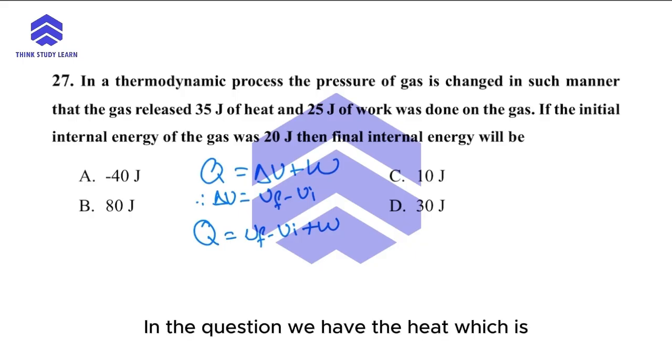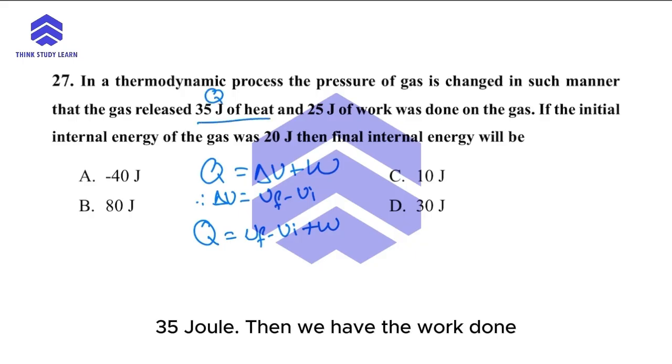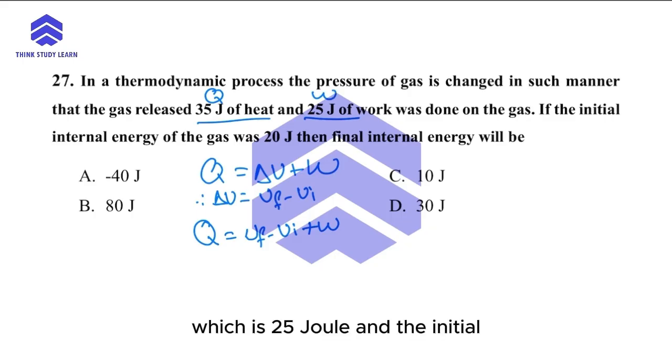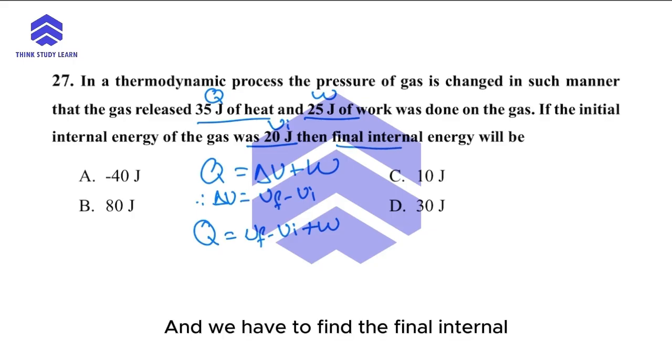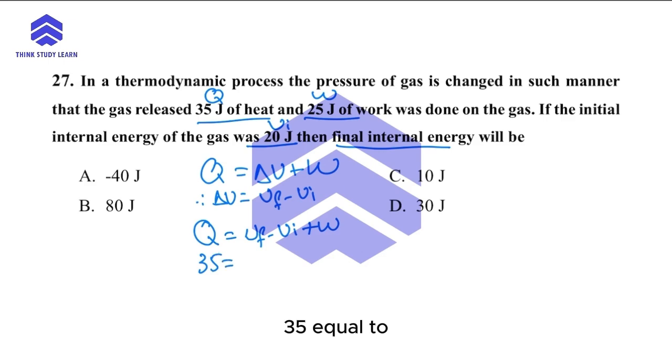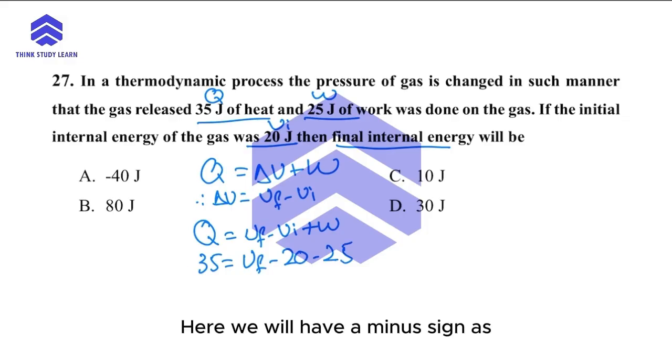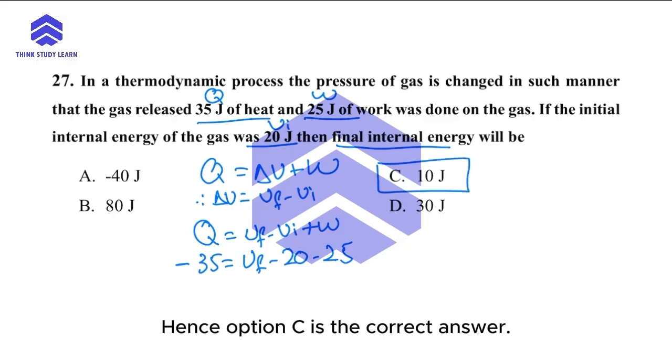In the question, we have the heat which is 35 joule. Then we have the work done which is 25 joule. And the initial internal energy is 20 joule. And we have to find the final internal energy. By putting values, we will get minus 35 is equal to UF minus 20 minus 25. Here we will have a minus sign as the heat is being released. By solving it, we will get 10 joule. Hence, option C is the correct answer.